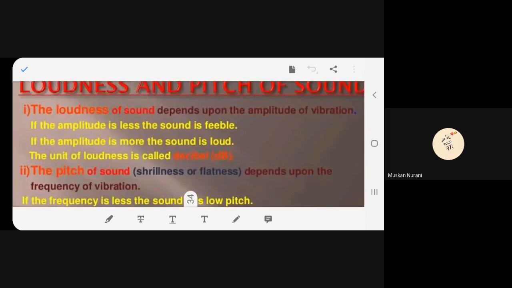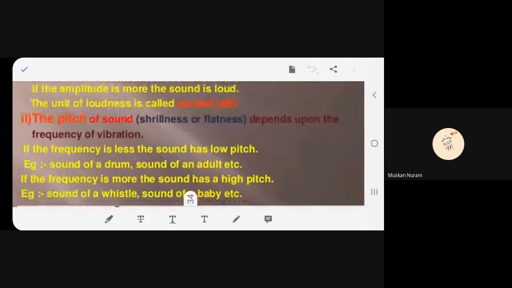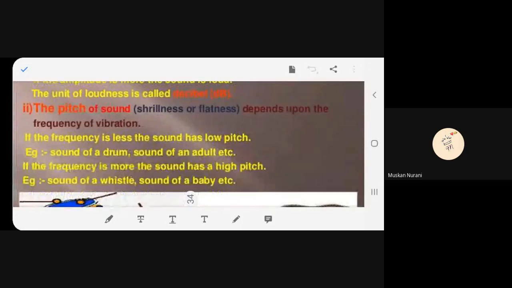Now we come to the pitch of sound. This was loudness of sound, which is due to amplitude. The pitch of sound is due to the frequency. So if the frequency is less, the sound has low pitch. If the frequency is more, the sound has high pitch. For example, the whistle sound, baby cries.